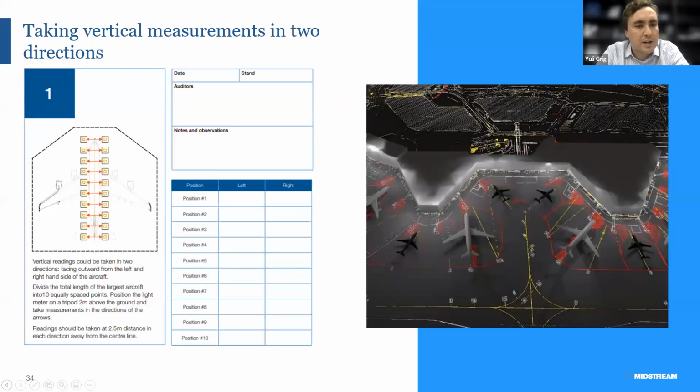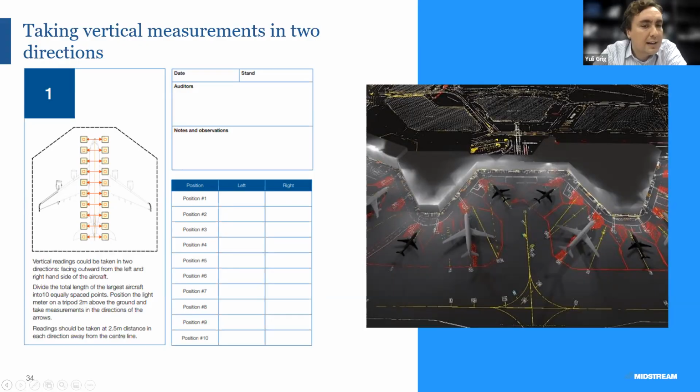So this is how we would measure the double verticals, which is the one where you use the fuselage of the aircraft. So here the vertical readings can be taken in 2 directions, each facing outwards, and we've shown an aircraft there, but clearly when you're doing the measurements, that's just for guidance. There should be no aircraft on the stand.